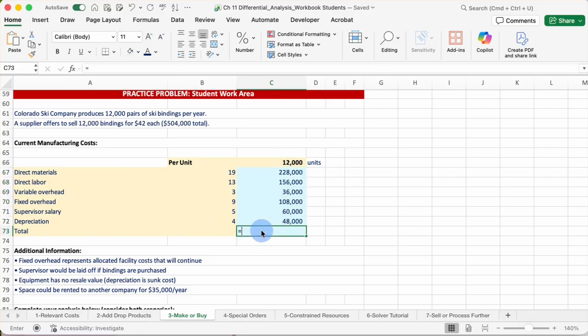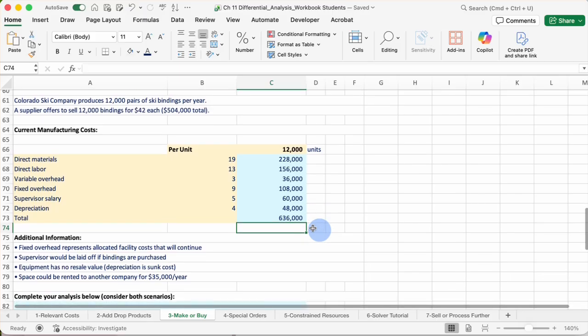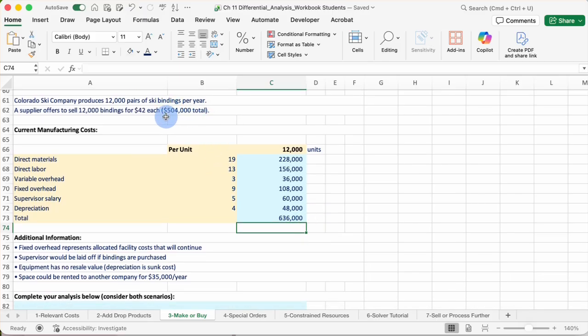And at the bottom, we can do a sum function equals sum, open parentheses, and sum all of those costs to get a total product cost of $636,000. So initially when we see this, we could buy them for $504,000, or if we make them, it costs us $636,000. So our initial look at it might tell us, yes, we should just go ahead and start buying these. However, some of these manufacturing costs cannot be avoided. So we need to take that into consideration before we make our decision.